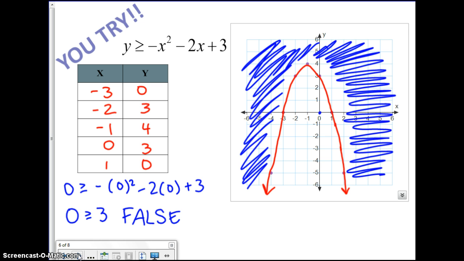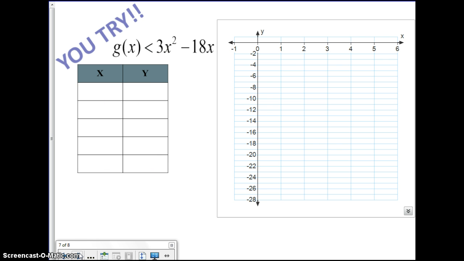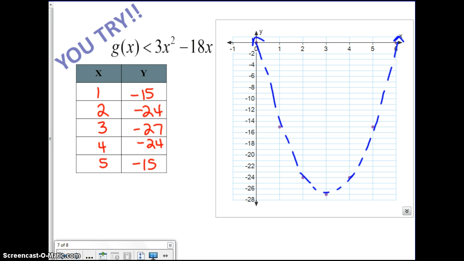Alright, one last problem. It is a you try, so take a minute and pause here and go ahead and do problem number 4 on your own. Pause here and do number 4, please. Okay, so here's what your parabola should look like. Notice that it has a dashed parabola because there is no equals bar here.